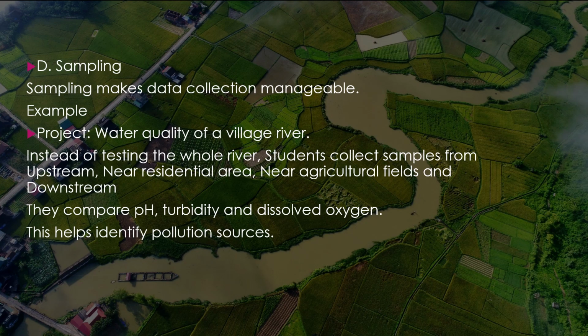Sampling. It makes the data collection manageable. For example, if the project is about water quality of a village river, instead of testing the whole river, students collect samples from the upstream, near the residential area, near agricultural fields, and downstream. And they can compare pH, turbidity, and dissolved oxygen. This can help us identify the pollution sources.